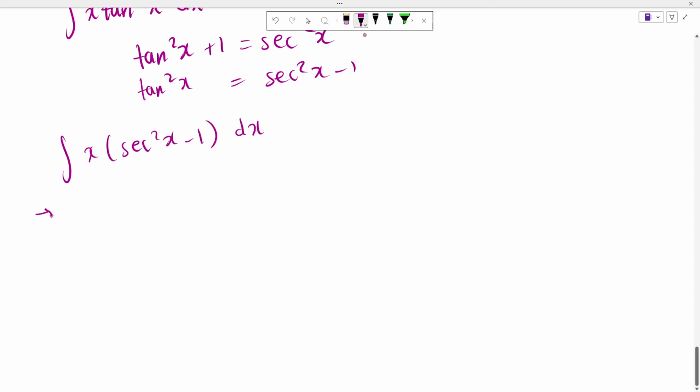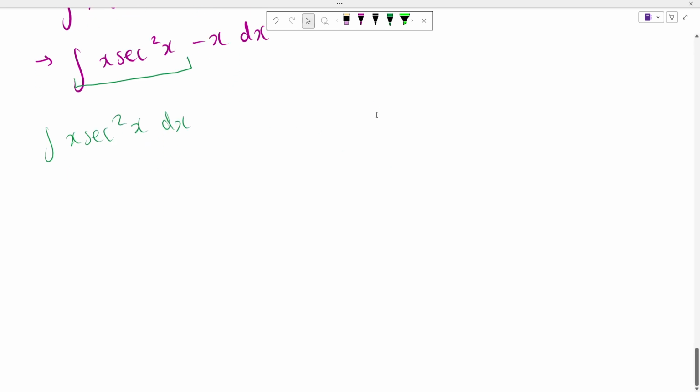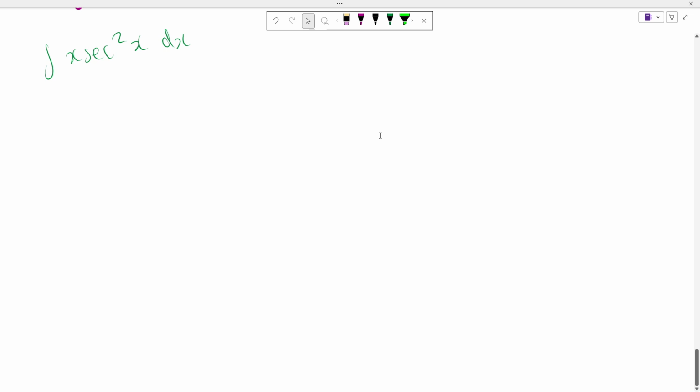And let's just expand it out as well: x sec squared x minus x dx. Now I know the integral of sec squared is tan x. So it's probably going to have something to do with by parts. So I'm going to focus on just this part of the integral. I'm going to rewrite this as the integral of x sec squared x dx, and we can come back to that minus x later on. Okay, so let's just focus on this for now.